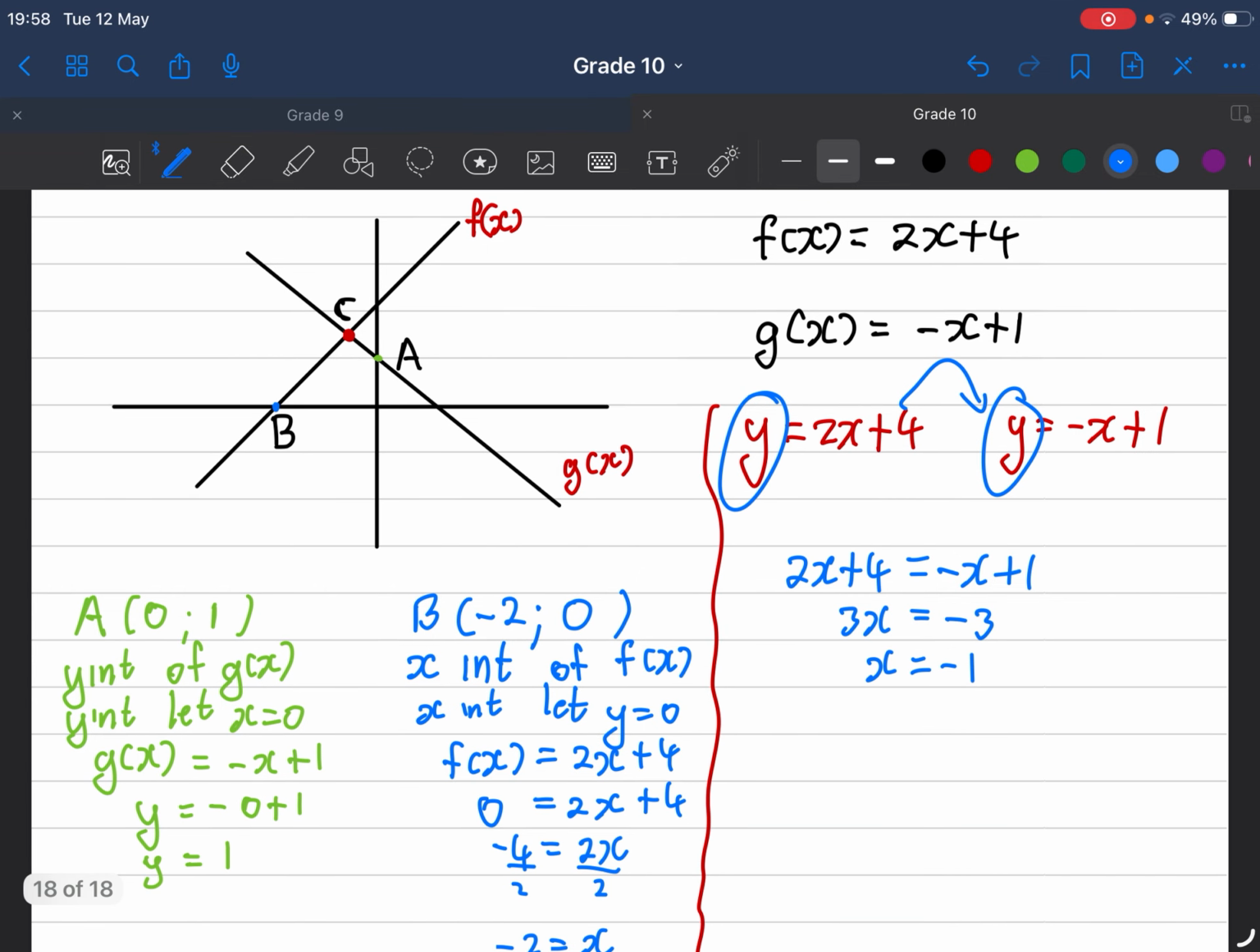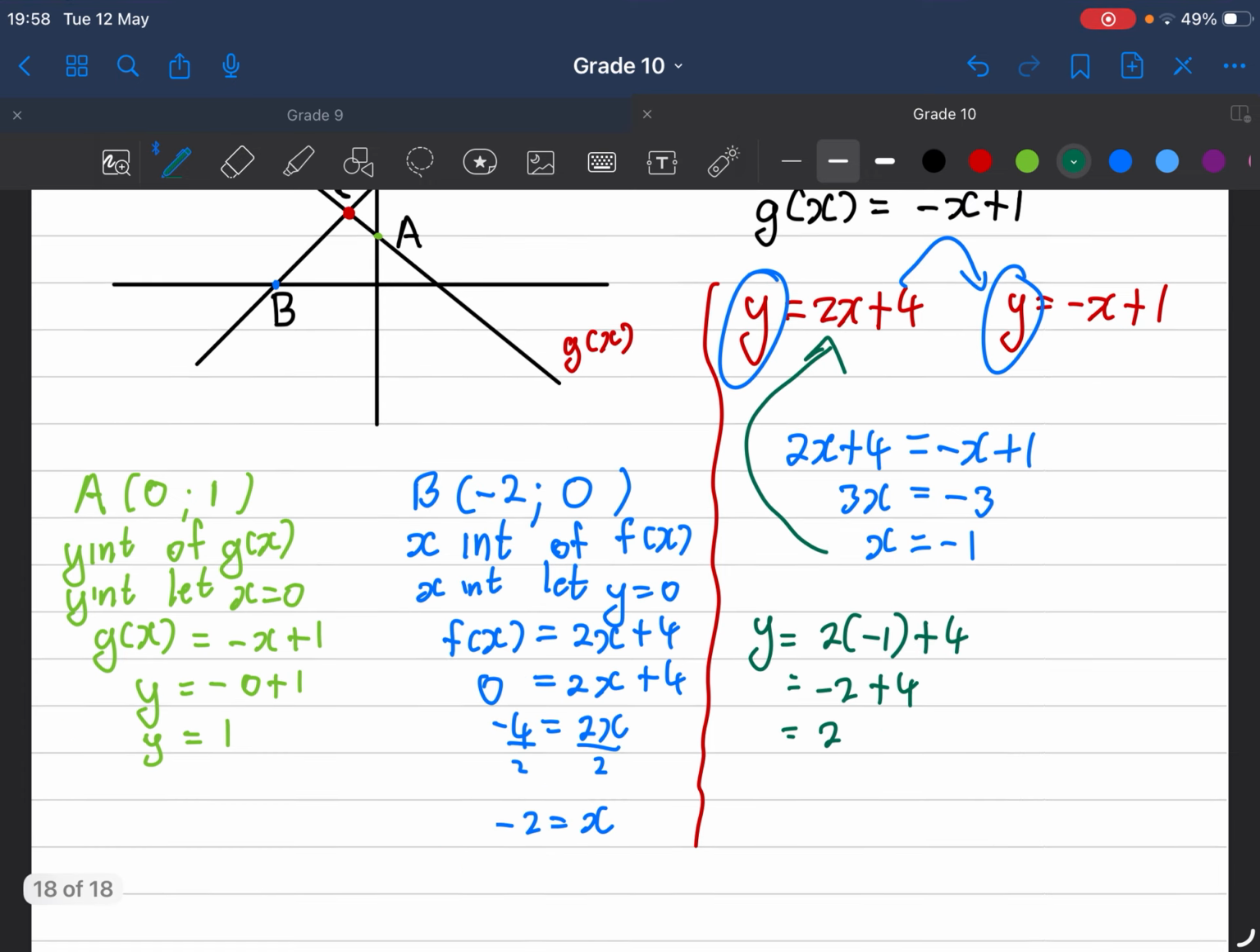I will then take my negative 1 value and put it into an equation. So y is equal to 2 into negative 1 plus 4. So negative 2 plus 4 is equal to 2. So the coordinate C can be given by the solution to my simultaneous equation. So negative 1 and 2.